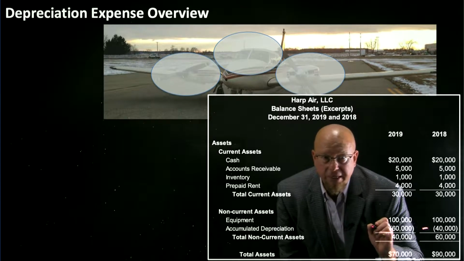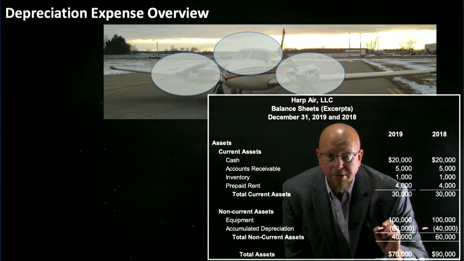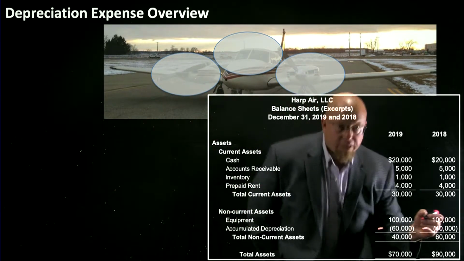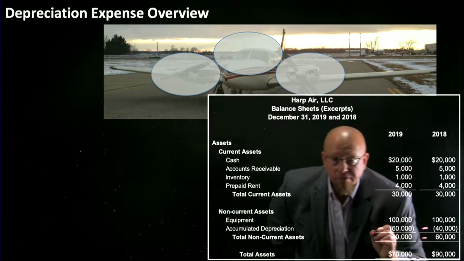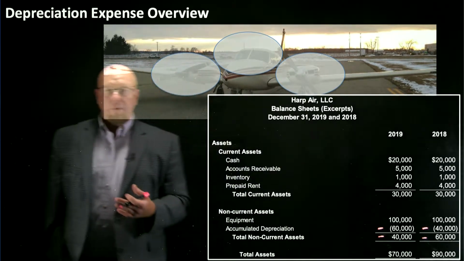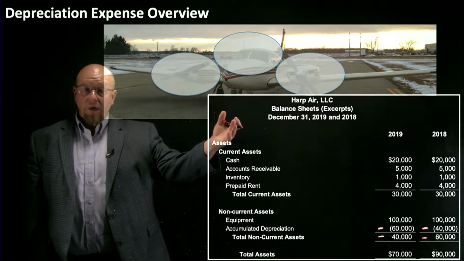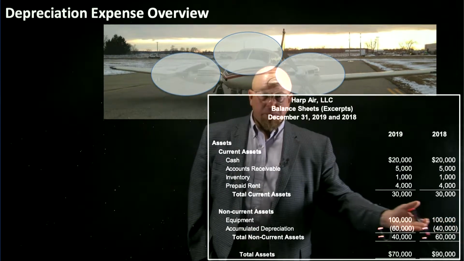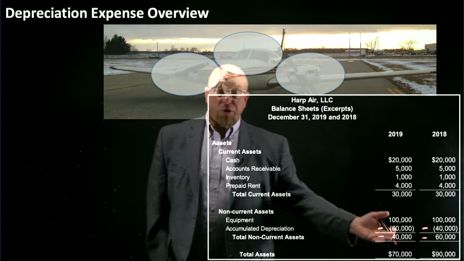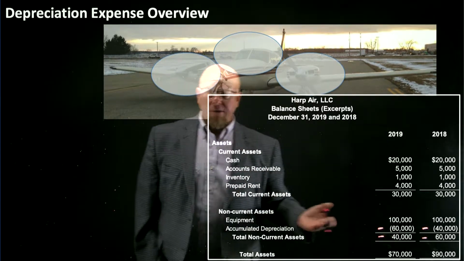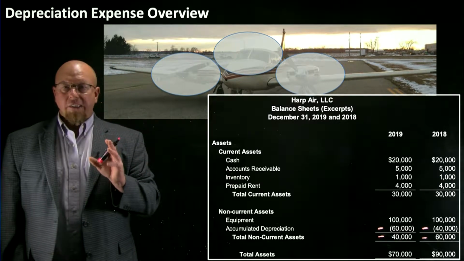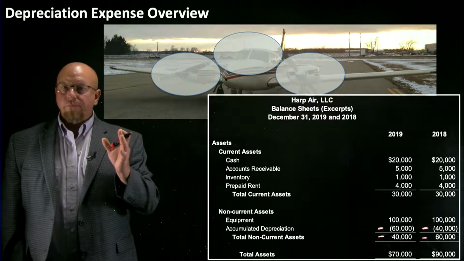It was $40,000 at the end of 2018. Now it's going to be $60,000 at the end of 2019. And that continues to make the net book value decrease from $60,000 down to $40,000. If we were to continue this example for 2020 and 2021, what you would see is the accumulated depreciation would grow to $80,000 and then to $100,000, and the net book value would drop from $40,000 to $20,000 down to $0. As I mentioned before, we're going to explore this concept in a lot more detail in a future session.